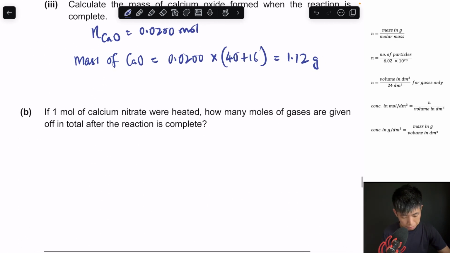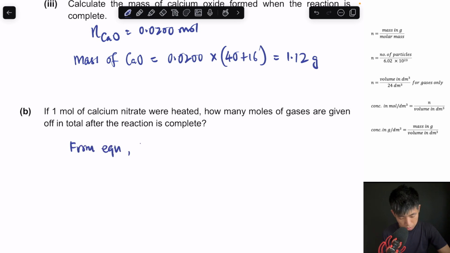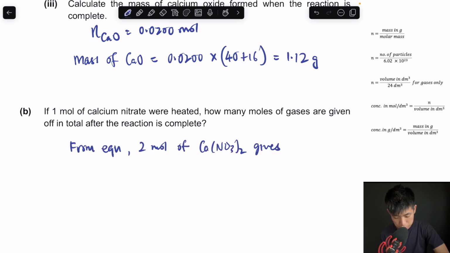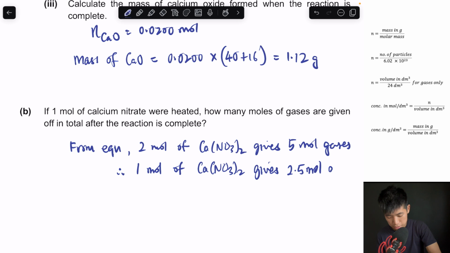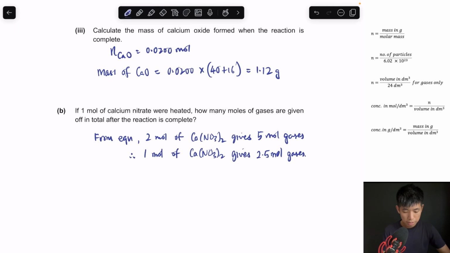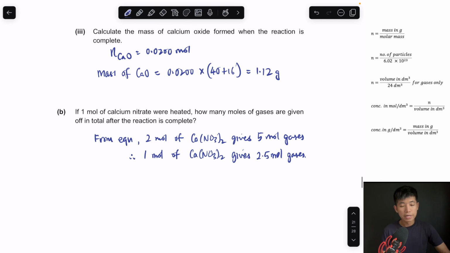Okay, so how do you present? So from the equation, 2 mole of calcium nitrate gives 5 mole of gases. Therefore, 1 mole gives 2.5 mole of gases. Alright, so that is stoichiometry. You will find that the approach is rather similar. We have the balanced equation, find moles, compare the ratio, then you find the other thing. Okay, so that is it.